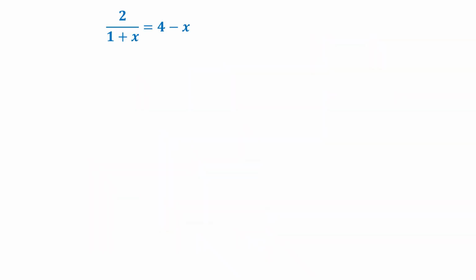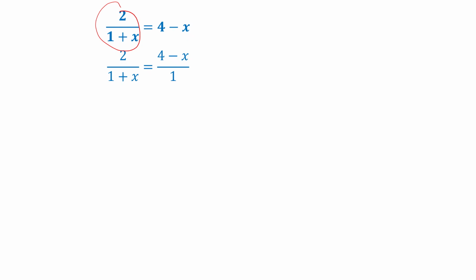Right, let's look at the next question. The next question is also a fractional equation. Why is it a fractional equation? Because if you look at the left hand side, 2 over 1 plus x is a fraction. What we're going to do is write 4 minus x as 4 minus x over 1, because 4 minus x divided by 1 will still give you 4 minus x.